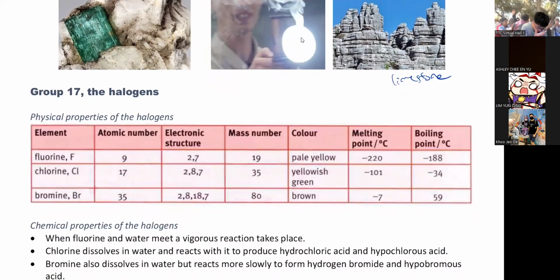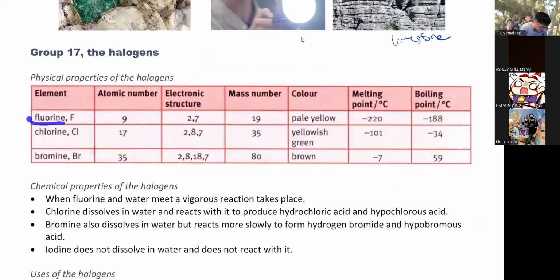So your physical properties of a halogen. Let's look at them. Okay, you have your fluorine, chlorine, and bromine. Okay, the thing is actually the same. Going down, atomic number increases, they become bigger. The electronic structure, I'm sure you know what is 2.7, 2.8.7, 2.8.18.7, because as they go down, they fill up the shells. So the outermost is 7. Right, the mass number also increases. As they go down, they become bigger and heavier.